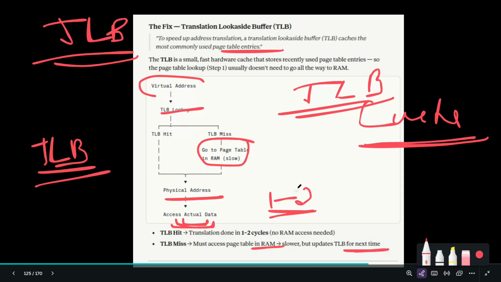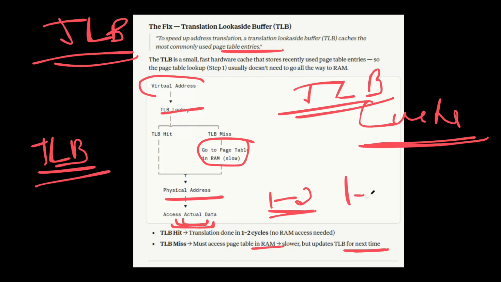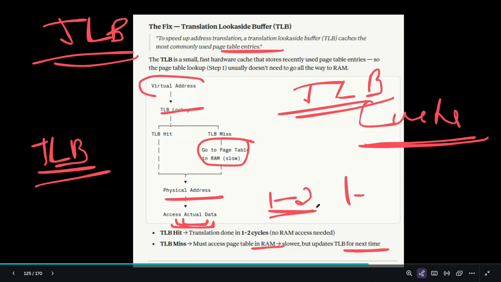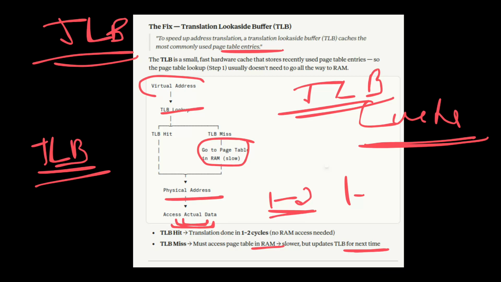So there is TLB hit and TLB miss. TLB hit means the translation is done in 1 to 2 cycles, no RAM access for the page table. TLB miss means what? Must access the page table in the RAM. It is slower but updates the TLB.